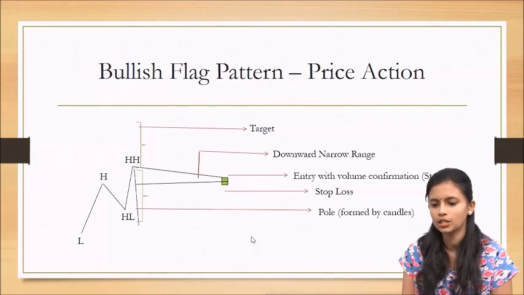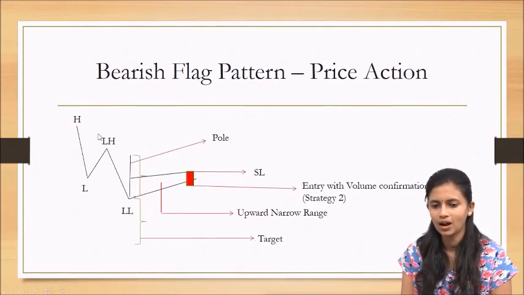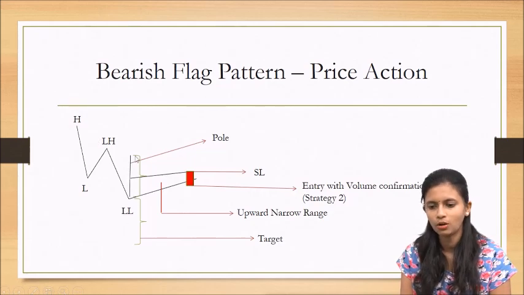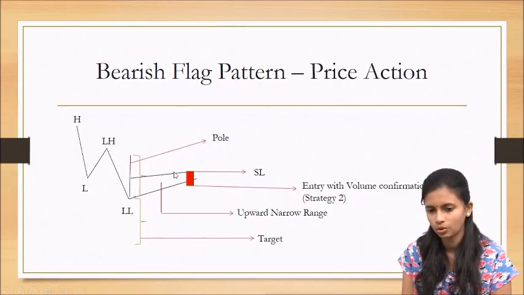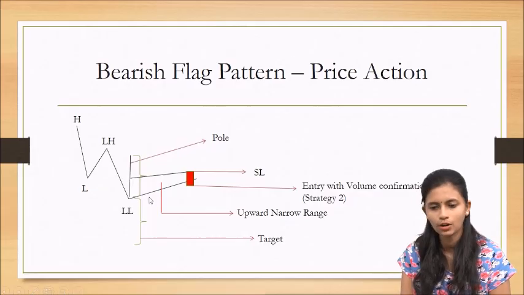Next, moving to bearish flag pattern. Here you should have high, low, lower high, lower low. Then a pole is to be formed by a single candle or by many number of candles without swings. Then this has to be upward narrow range. Okay, now if it is downward or sideways, you cannot treat it as a flag. It has to be an upward range and it has to have a narrow range.